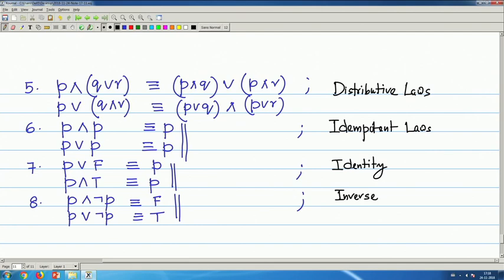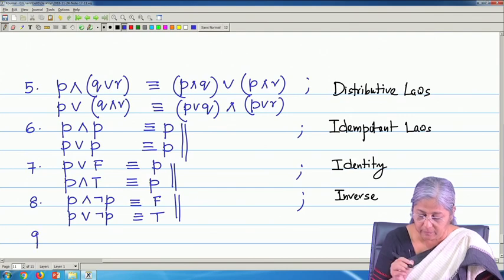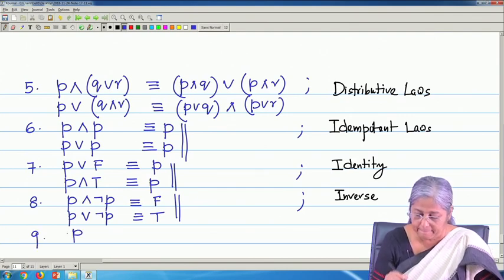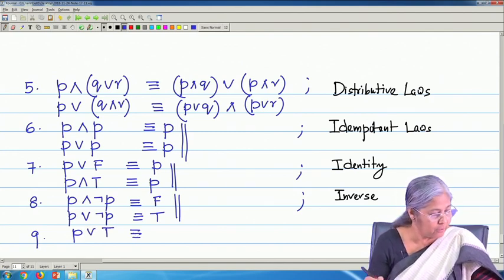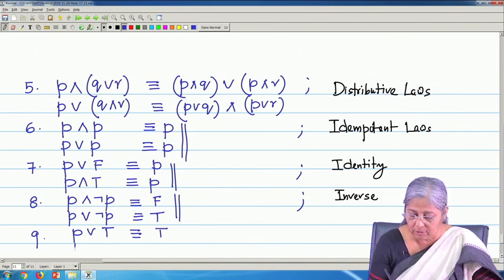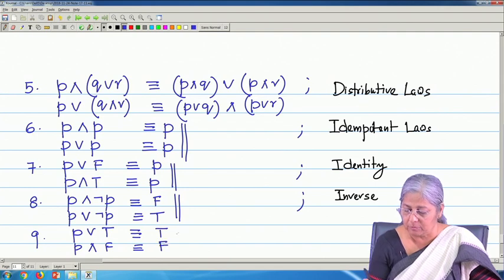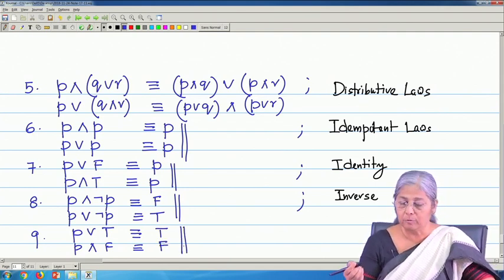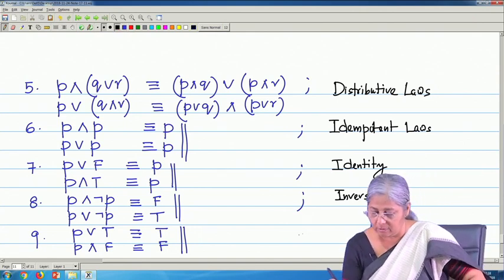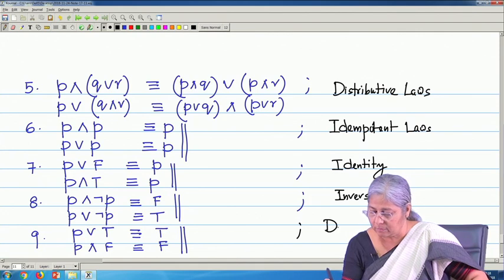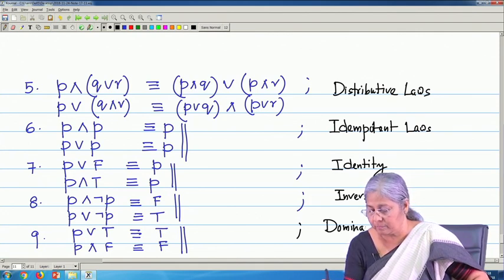Now, if I take P or T, we will always get T; if we take P and false, we always get false. So, these are our domination laws; true and false always dominate. This is our rule of domination.